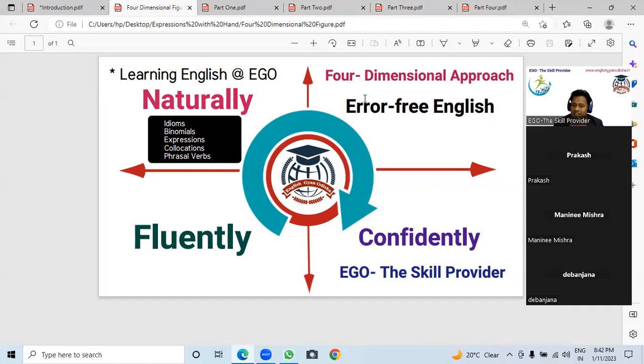Tomorrow I'm going to discuss a topic called phobia, meaning how to overcome phobias. So that is called xenoglossophobia.